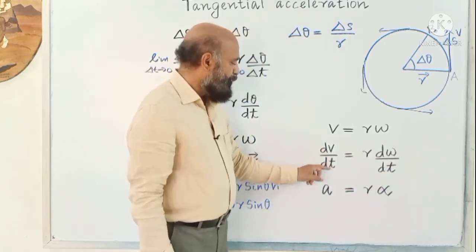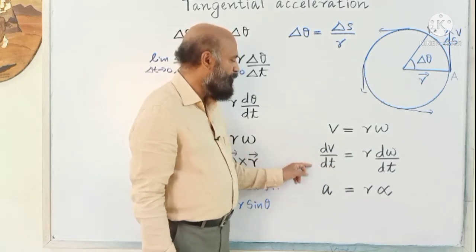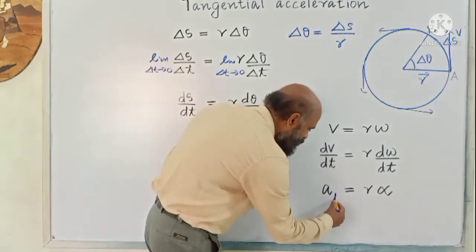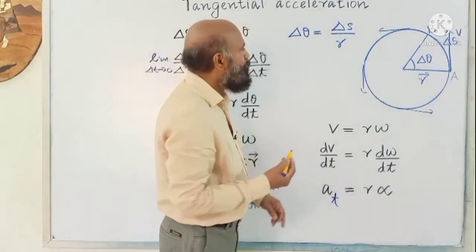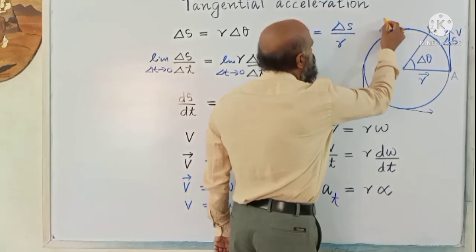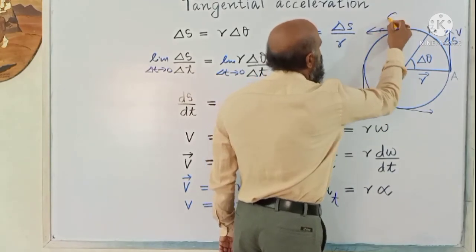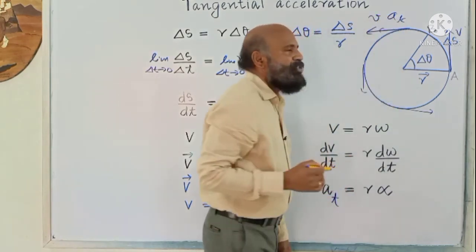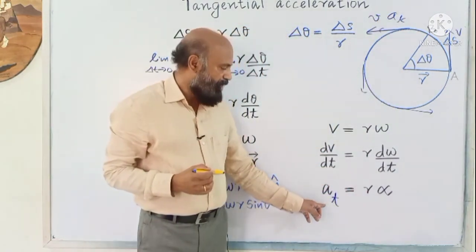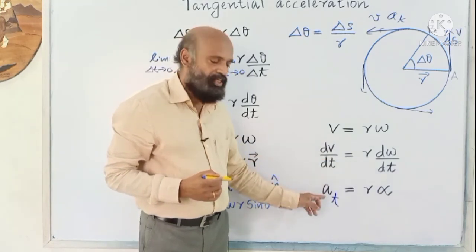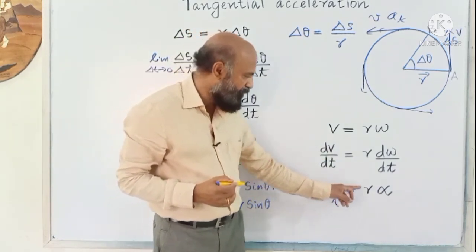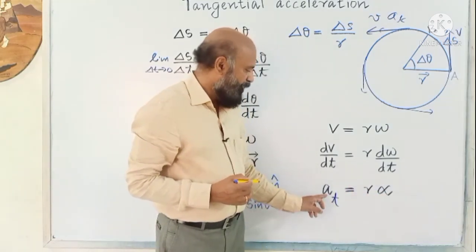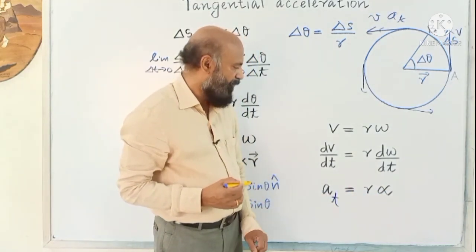dv by dt, the rate of change of linear velocity, that is acceleration. So this is what is called tangential acceleration. This acceleration will be along the tangent. So this is the direction of tangential acceleration. Velocity is also in the same direction. So there is a relation between tangential acceleration and angular acceleration. This alpha is angular acceleration. At is tangential acceleration.